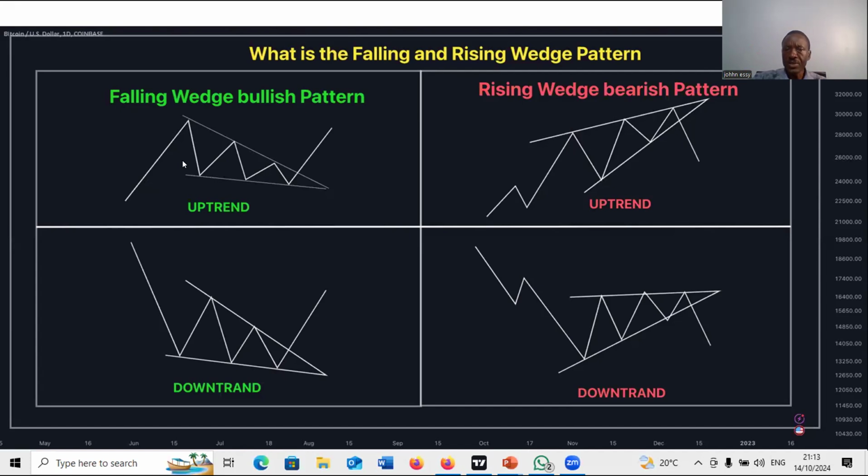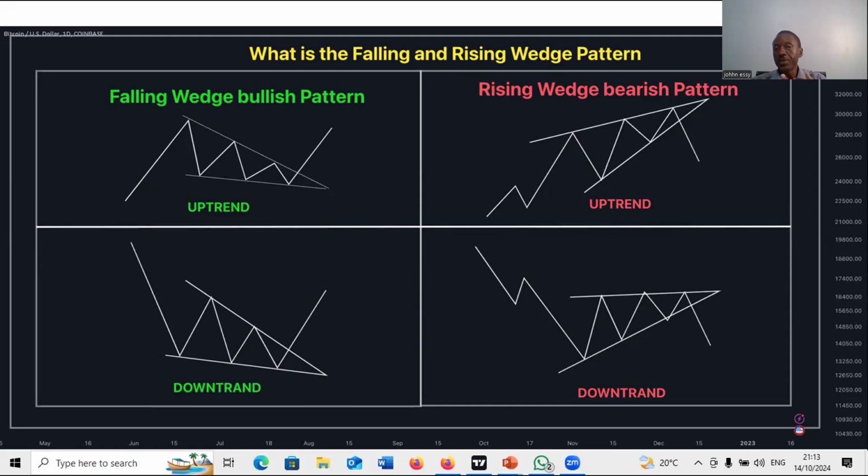Now, if you get a rising wedge on a downtrend, which I said we rarely use, this one will act as a continuation. A rising wedge on a downtrend is a continuation pattern. The downtrend will continue. And on the other side, if you get a falling wedge on an uptrend, that is a continuation pattern. That uptrend will continue.